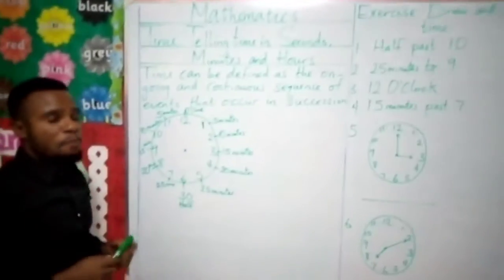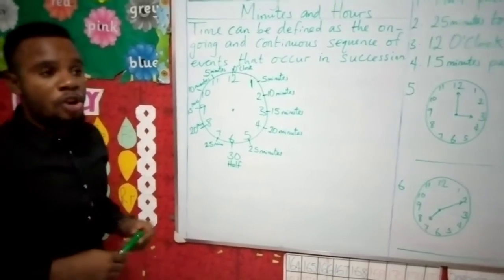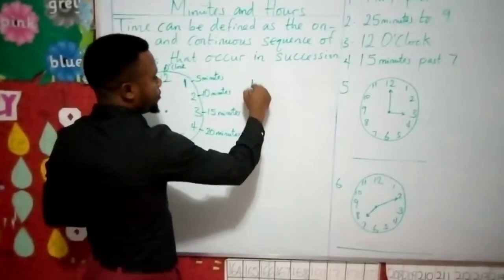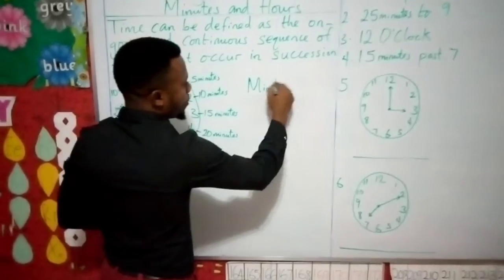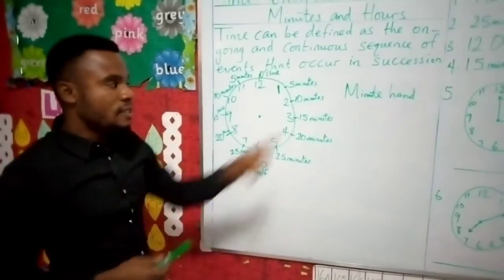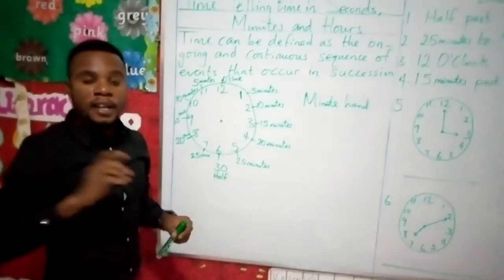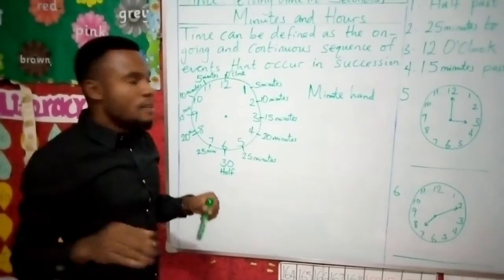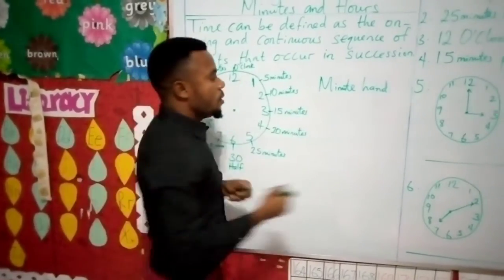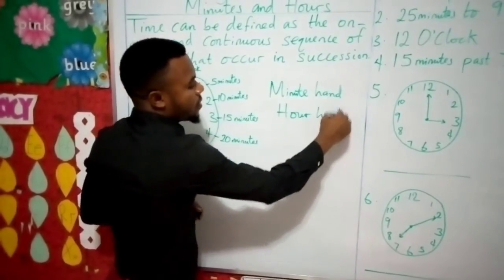Now, I said before telling your time, you need to take note of something. Your minute hand. It's very paramount you know this. You don't just start telling the time using the hour hand or the second hand. Forget about the second. Just concentrate on the minute first and you take the hour hand later.